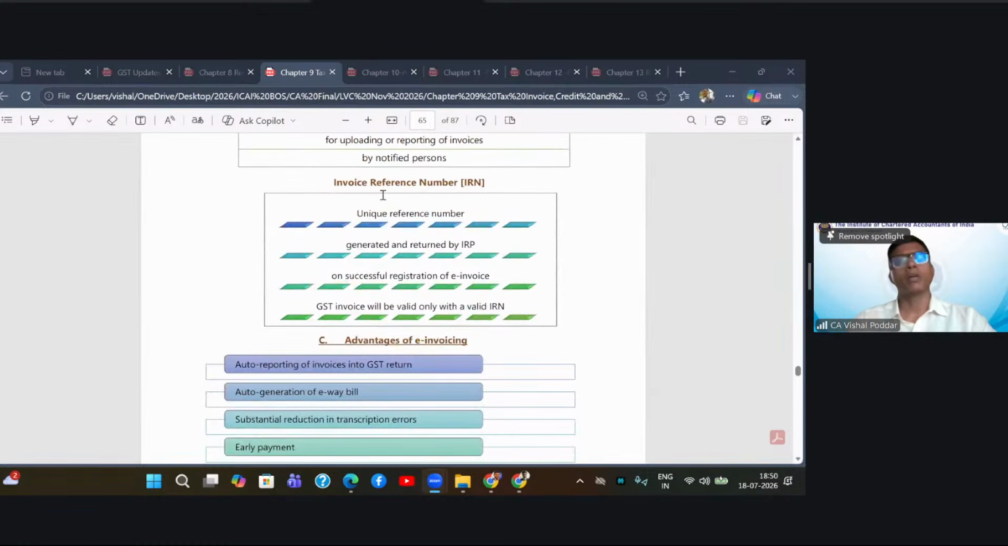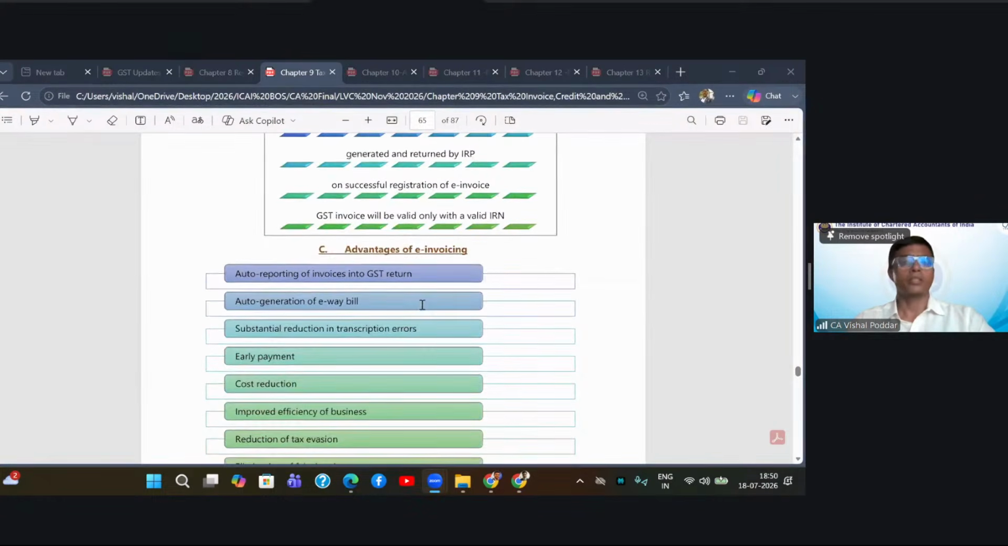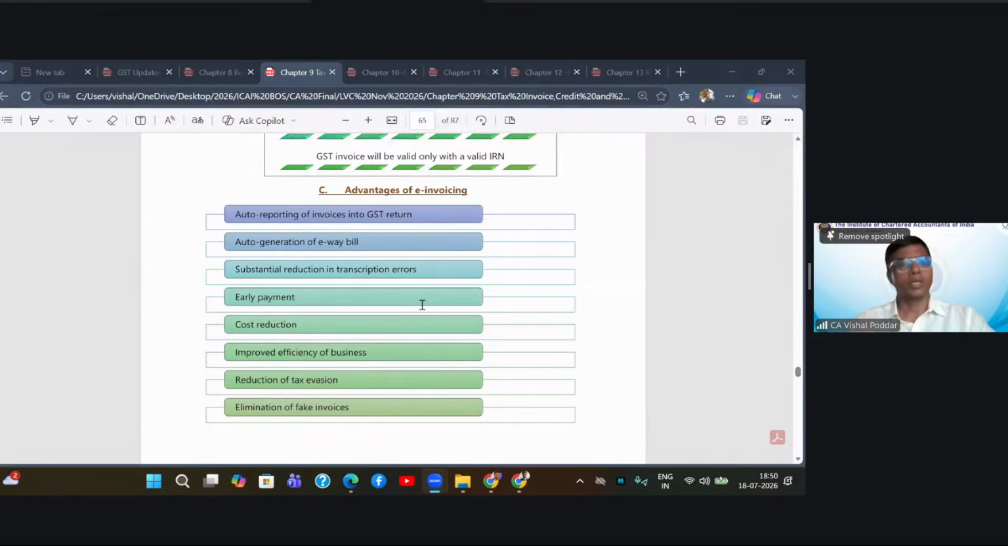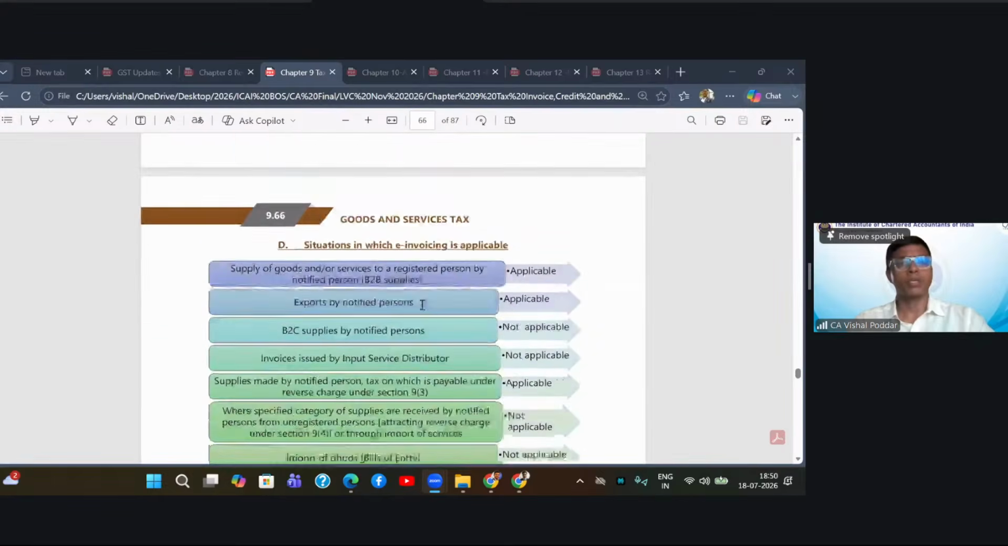Now you are given a unique e-invoice reference number, which is called as IRN. This number is generated on the portal after all your details are successfully registered on that e-invoice portal, and your invoice will be considered as a valid invoice only after this IRN is generated. What are the advantages that are given over here?